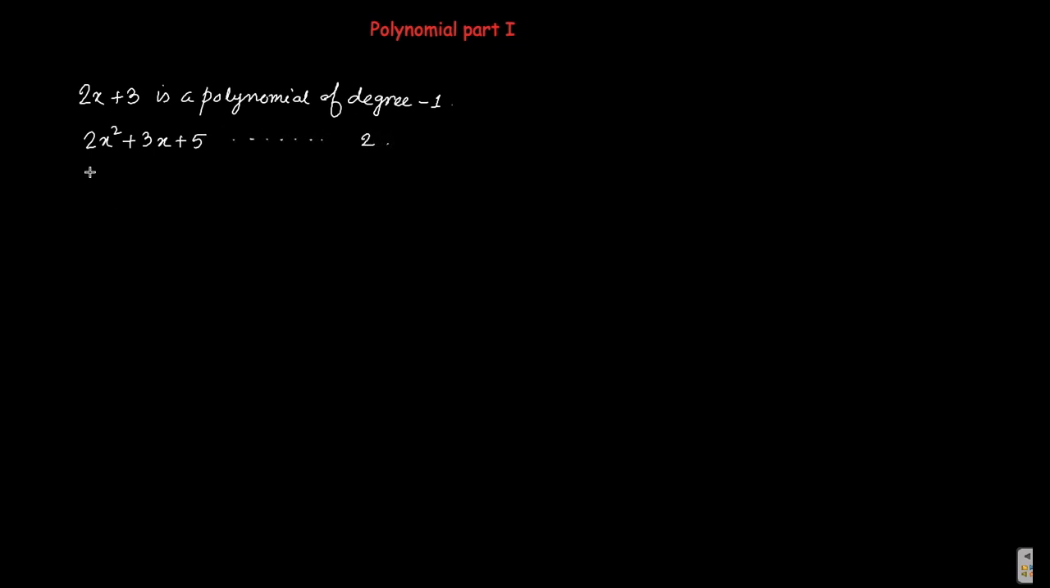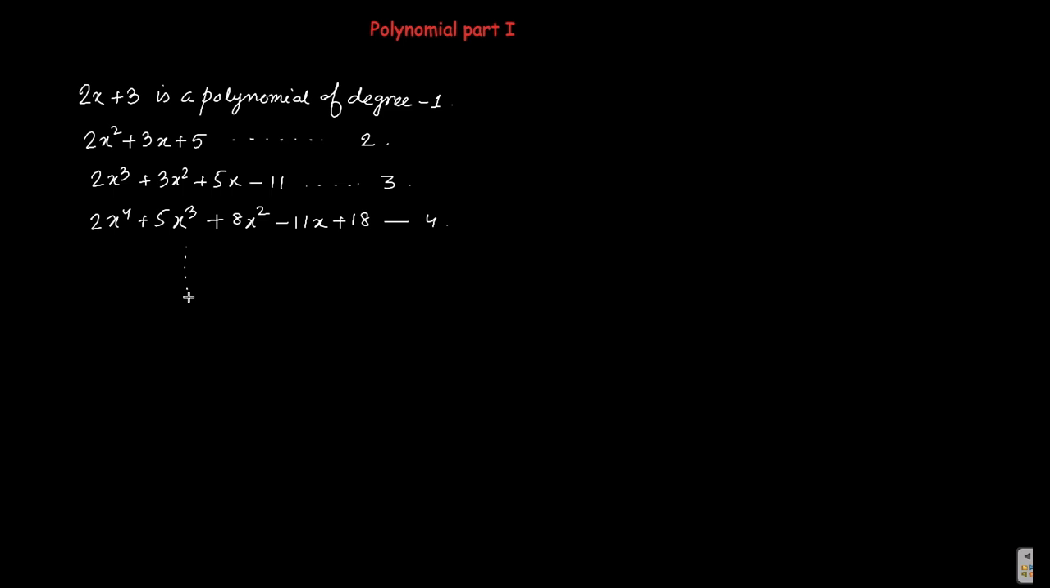Like that we can write 2x cube plus 3x square plus 5x minus 11. This is also a polynomial, of degree 3. And so on, 2x to the power 4 plus 5x cube plus 8x square minus 11x plus 18. This is degree 4. So on, so on. You can go for x to the power 5, x to the power 6, like this.